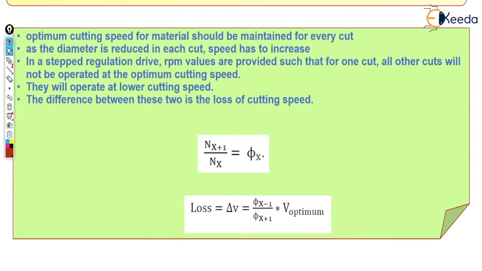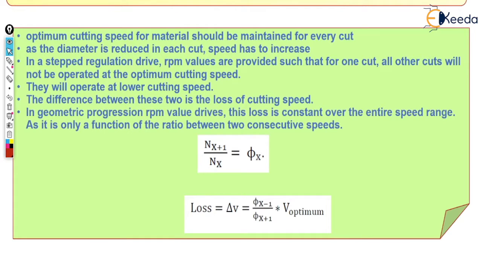Now what will happen then? They will operate at a lower cutting speed. So there is a difference between these two cutting speeds, and to avoid this, we use geometric progression.